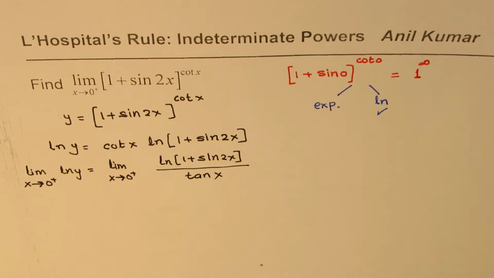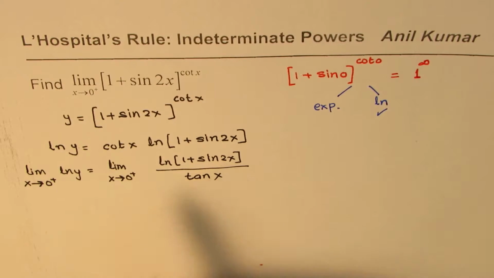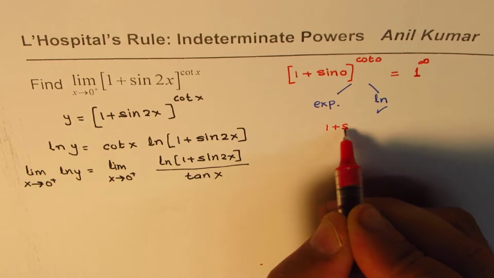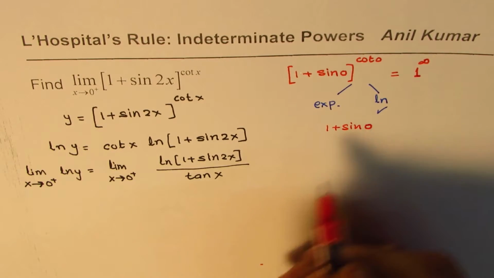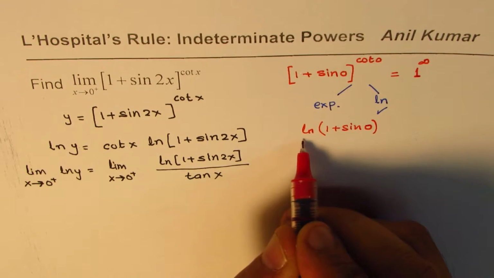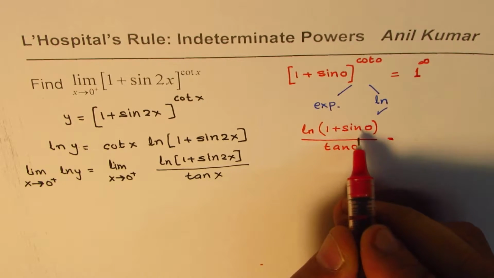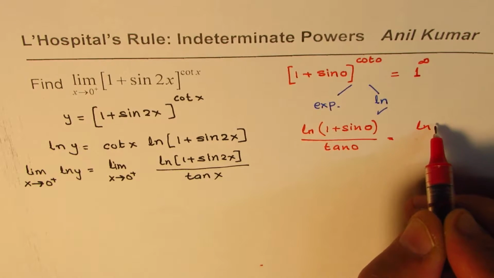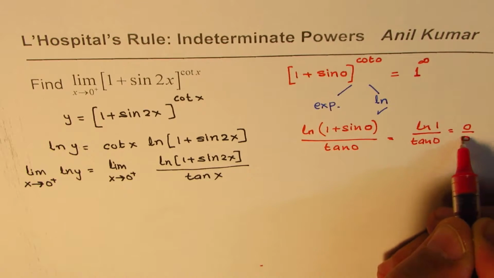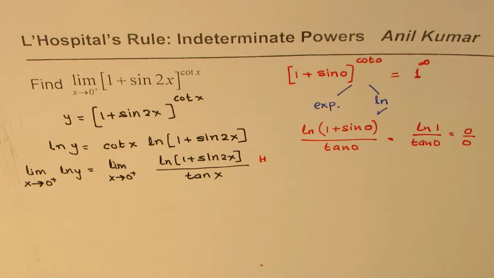Now in this form, before applying the rule, let's check if it is an indeterminate form or not. If I substitute 0 here, what do I get? I get ln(1 plus sine 0) over tan 0. Now 1 plus sine 0 is 1, so ln 1 over tan 0, which is 0 over 0. Since it is 0 over 0, we can apply L'Hopital's rule.